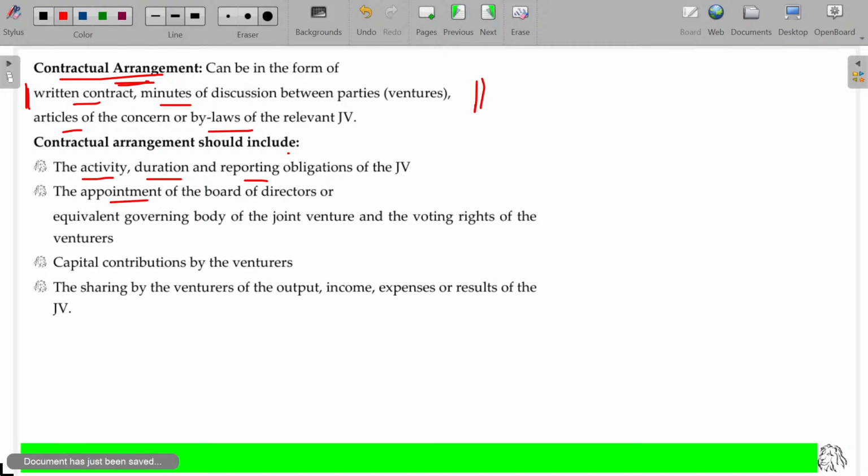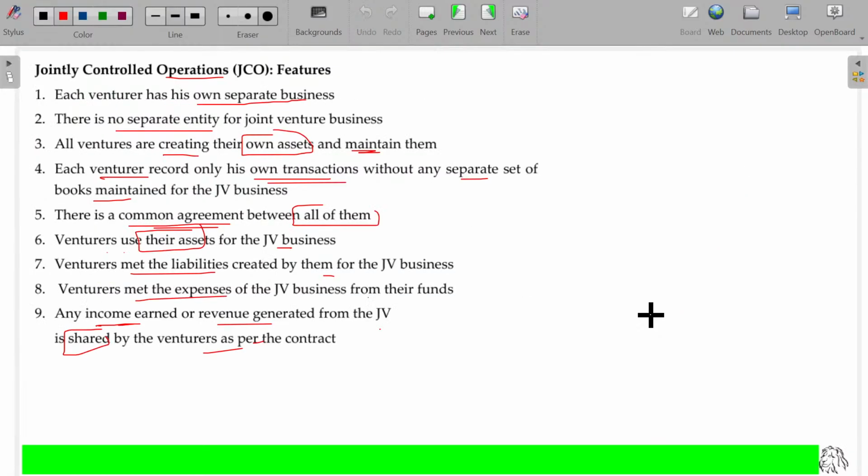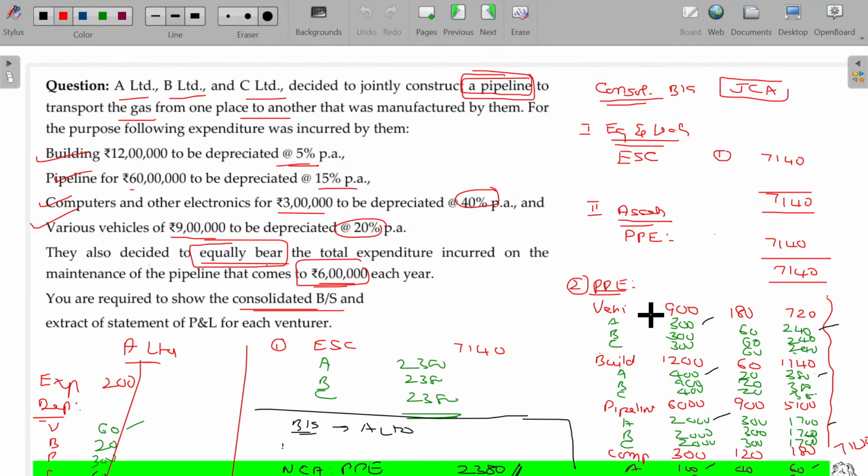And who is going to conduct this business, appointment of board of directors or equivalent governing body. In case of a company, we can say this is the board of directors. Instead of a company, if you form a firm or LLP, we don't call it a board of directors, you can have any other governing body. Capital contributed, sharing of profits and all will be arranged. Okay. So these are the cases we have discussed.